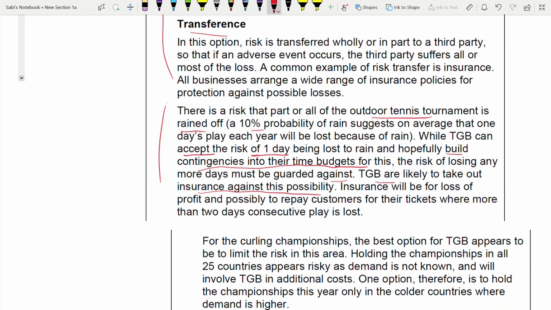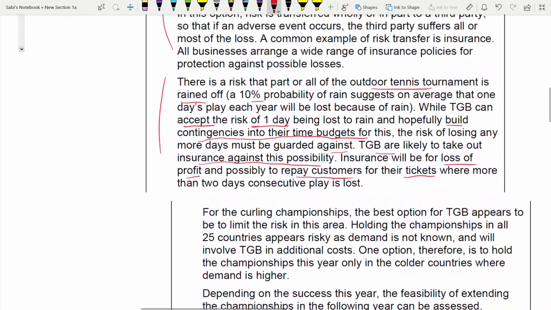What is that insurance for? For the loss of the profit. And also you have to repay customers for their tickets when more than 2 days of consecutive play is lost. Okay, that is for one. That is for the raining thing.